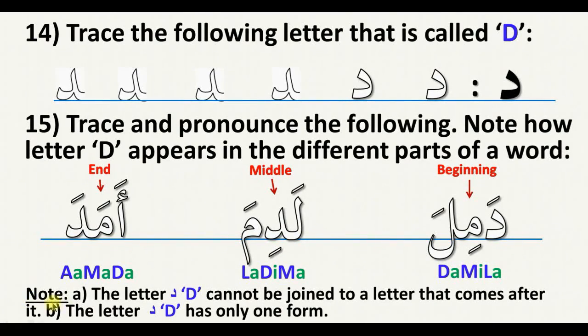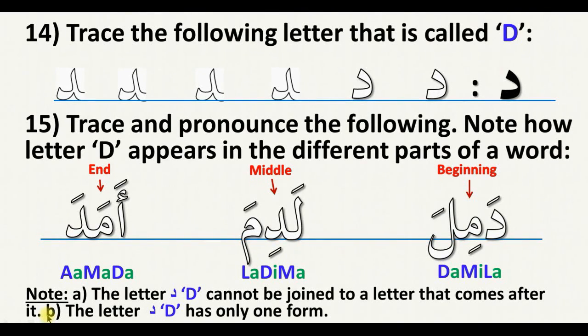At the bottom here we have a note. A. The letter D cannot be joined to a letter that comes after it. In these two examples, you will notice that the D cannot be joined to the letter that comes after it. In this first one, the D cannot be joined to the M. And in the second one, we have a similar example where the D cannot be joined to the M. Though the D can be joined to the letter that comes before it, as in this case here, the L is joined to the D. And also in this last case here, we notice that the D has been joined to the M that comes before it.